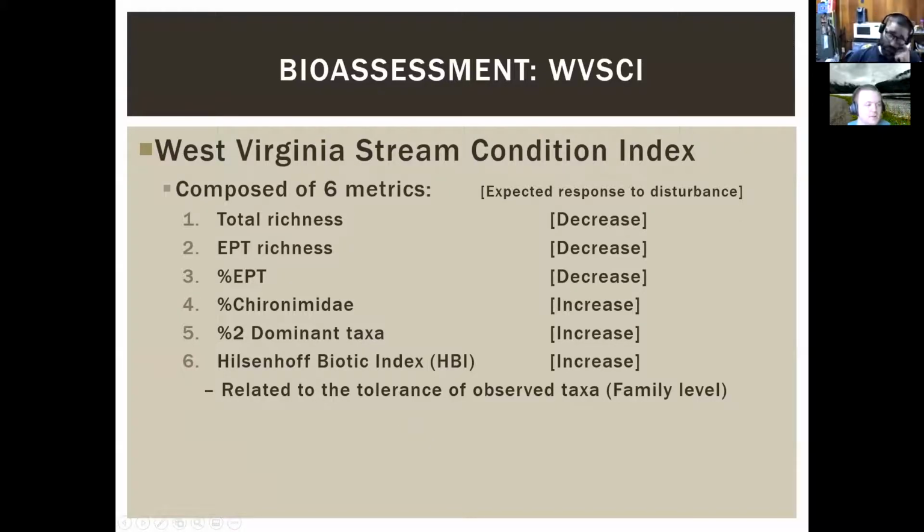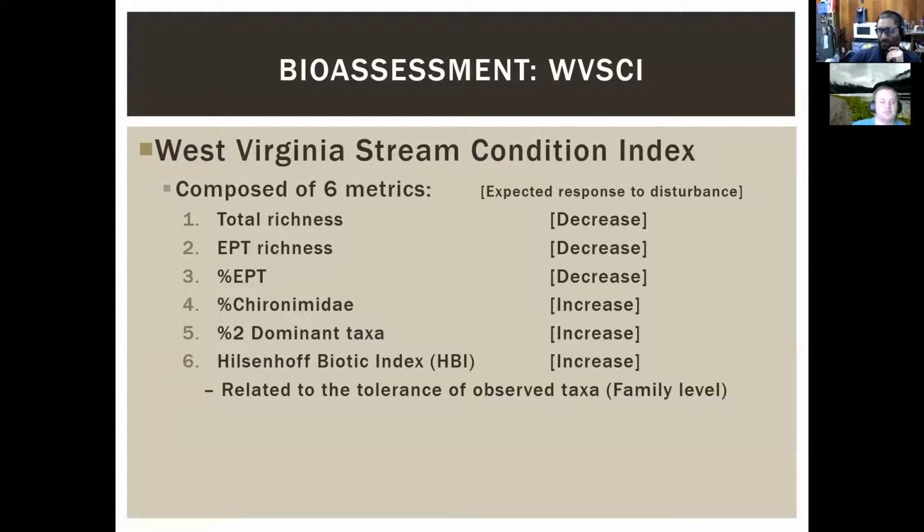So this Hilsenhoff Biotic Index weights each taxon in a sample by its proportion, so its abundance and its tolerance value. So each species is given a value on a scale of 0 to 10, 0 being intolerant and 10 being tolerant. And it just comes up with a value for that based on the abundance and its relative tolerance.